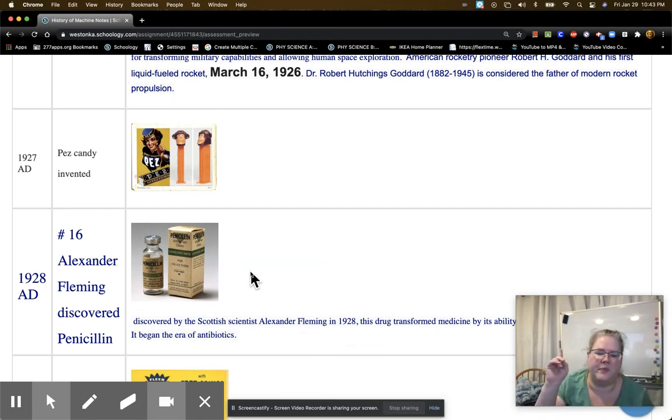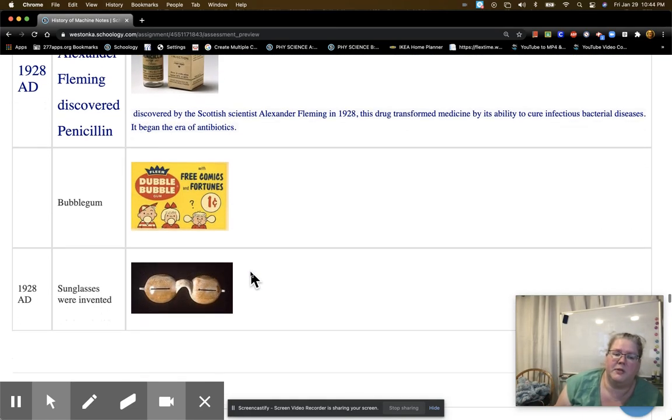Okay, here we go. Penicillin, not just inoculations like for smallpox, but penicillin was discovered by Scottish scientist Alexander Fleming in 1928, and that transformed medicine's ability to control infections, and it began the whole era of what we take for granted, which is our antibiotics. And with it, life expectancy drastically increased. If you put a firework off in your hand, you survive the burn, but you die from the infection. This stopped that. We have more people on the planet.